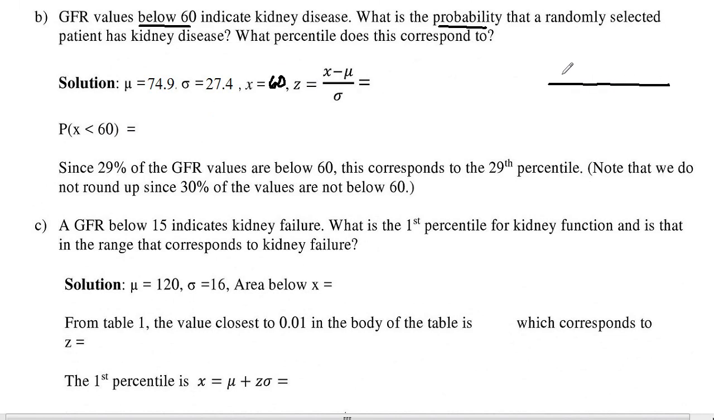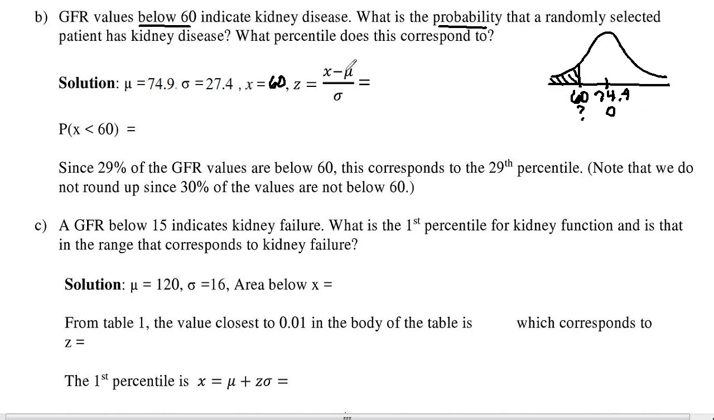So the distribution now looks like this. 74.9 is in the middle, 60 is down here, z-value of 0 here. We need to find this z-value, and then we need to find the area to the left of 60, which corresponds to the probability. Areas under the standard normal curve are proportions of the data or their probabilities.